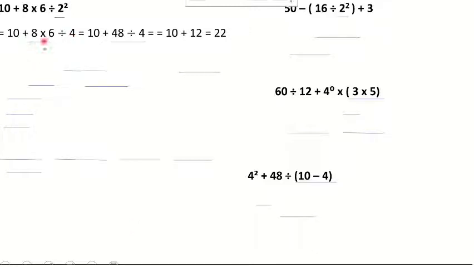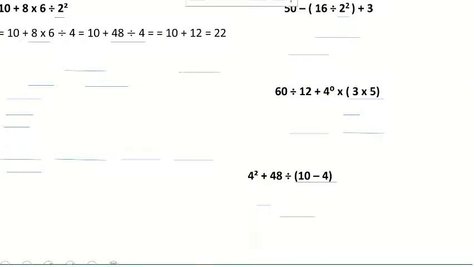Now I have addition, multiplication, and division. So the most powerful are the multiplication and the division. So I'm going to start from left to right. So 8 times 6. 10 plus 48 divided by 4. Now I do the division, which is 48 divided by 4. 10 plus 12 is 22. I'm going to do one more.